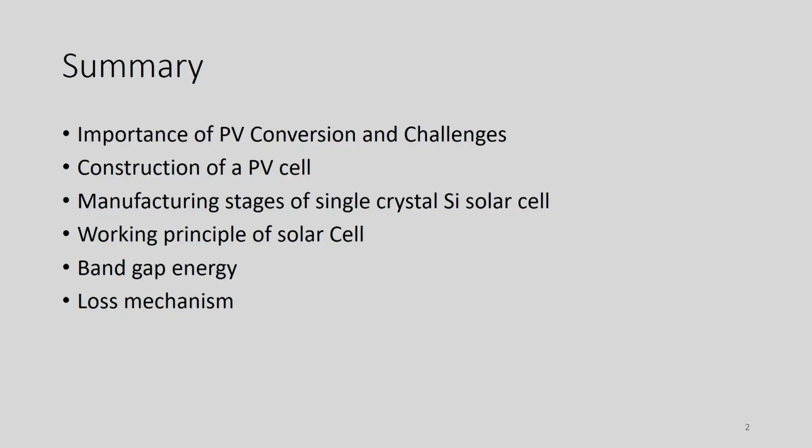So, we have studied the importance of PV conversion and challenges, then construction of PV cells, what the different layers are, how different layers are formed, as a whole what the construction of a solar PV cell is, then manufacturing stages of single crystal silicon solar cells, and the working principle of a solar cell, which was also elaborately discussed in the class. Band gap energy was discussed, and finally loss mechanisms were discussed in the last class.